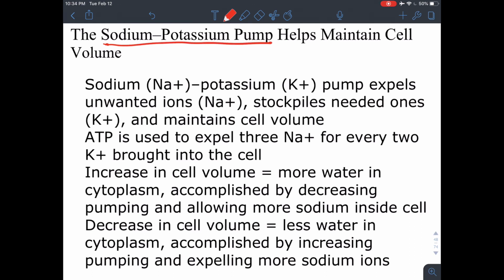So as we move into this, I want you to take notes and really know how this sodium-potassium pump works, because you will be tested on it. All right, I'm going to pause the video.